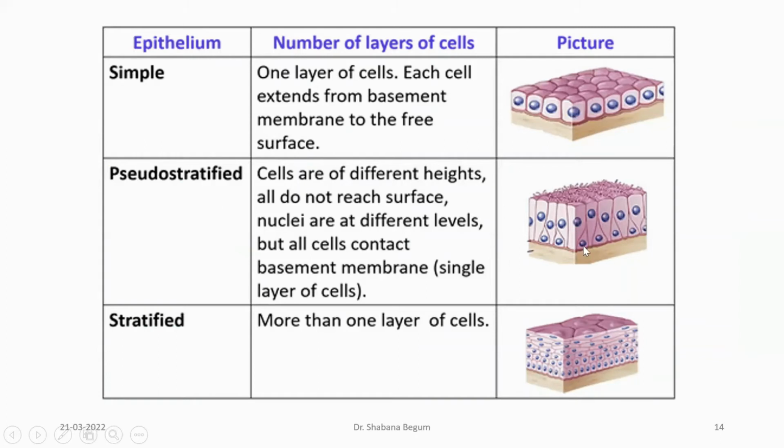Here, all the cells rest on the basement membrane, but the cells are of different heights. As a result, all the cells do not reach up to the free surface. Since the cells are of different heights, the nuclei of the cells are at different levels. This gives a sense of false stratification. Hence, it is also known as the pseudostratified variety.